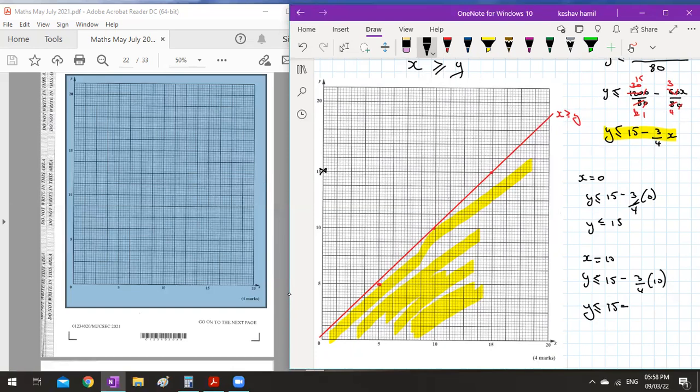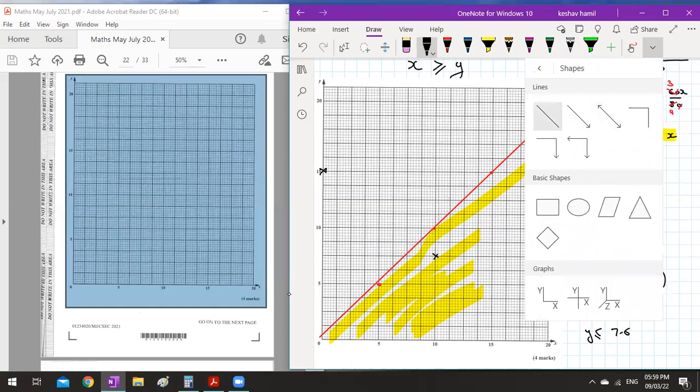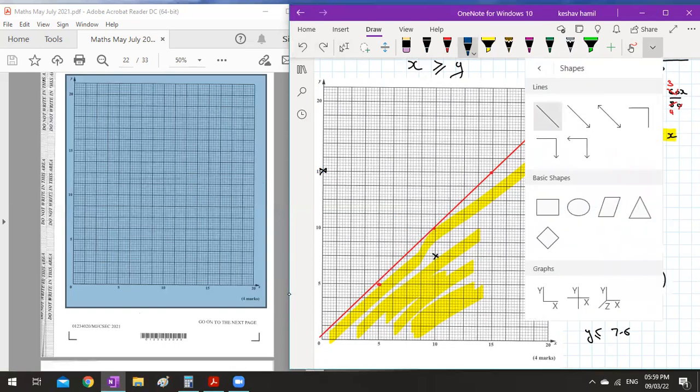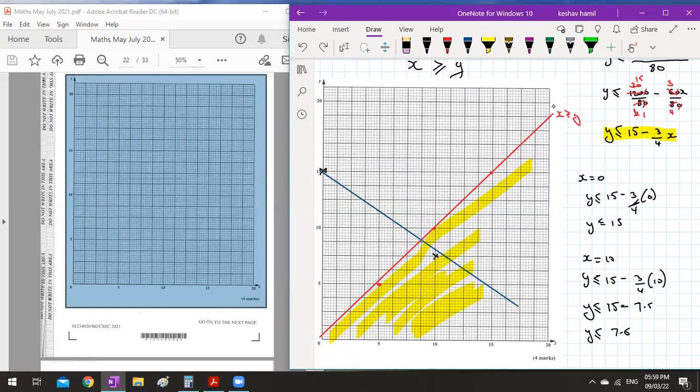Which is 7.5. So y is less than 7.5, right? So 7.5 should be on this line here. So again, you'll take your ruler and connect the points. Oops, that's not a straight line. Connect the points.